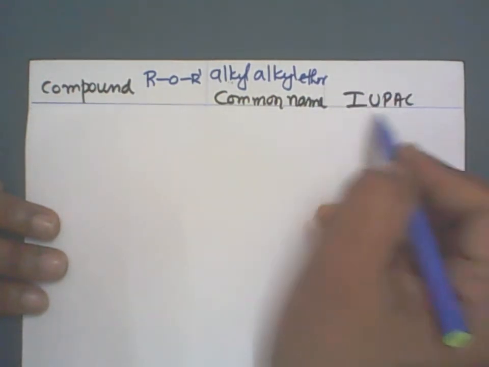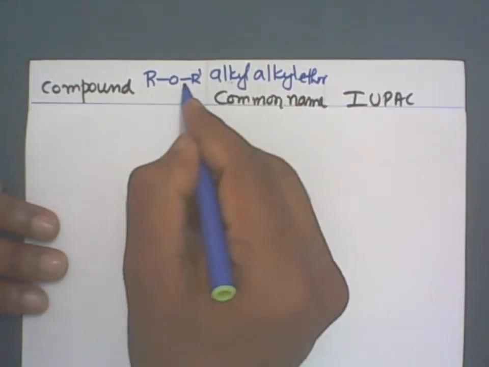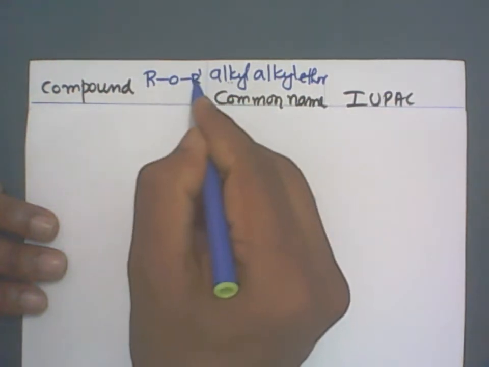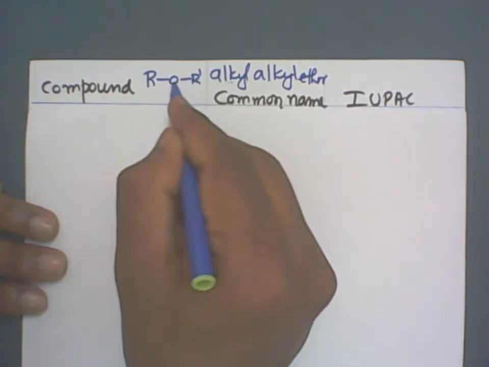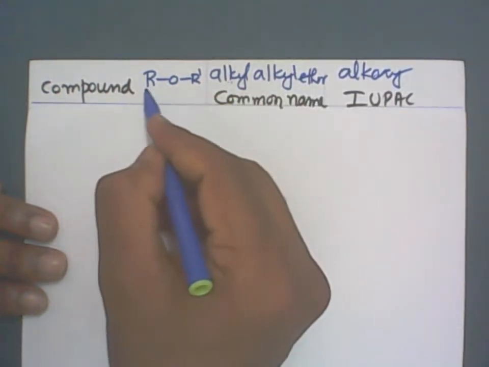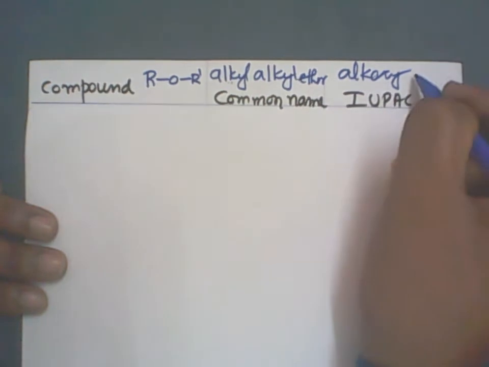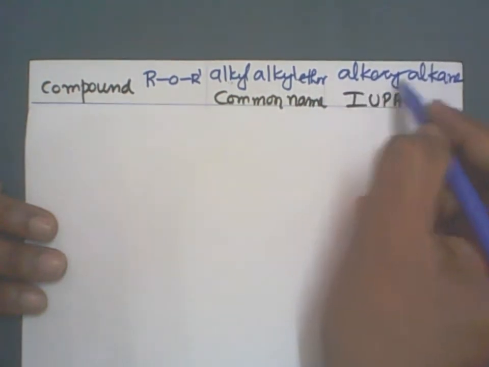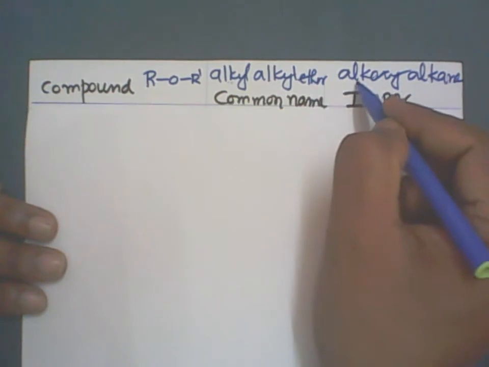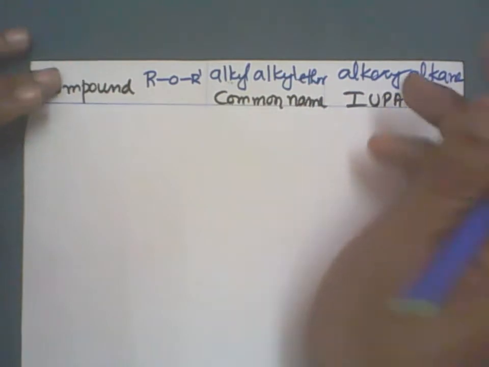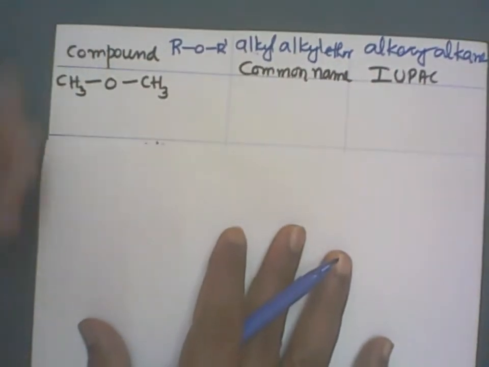In the case of the IUPAC name, one of the R groups goes along with the oxygen. The smaller alkyl group with the oxygen forms alkoxy, and the larger alkyl group becomes the alkane, so the name ends with alkane. Now let us see the examples.